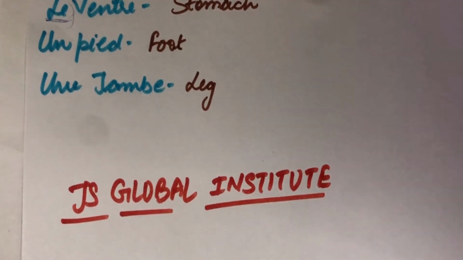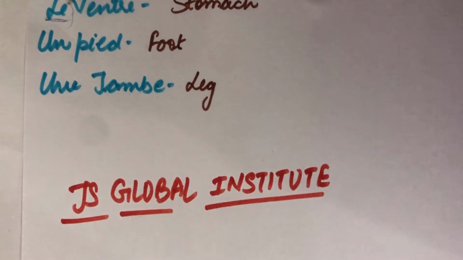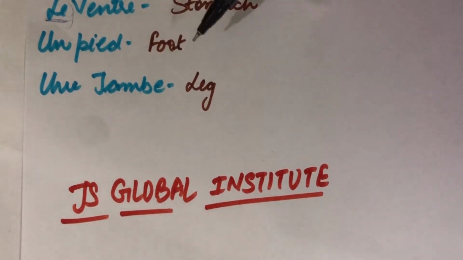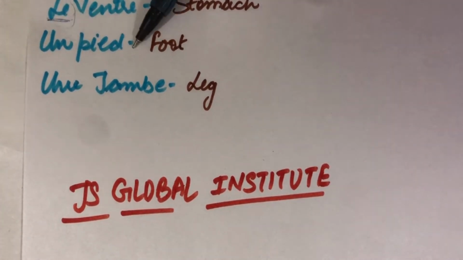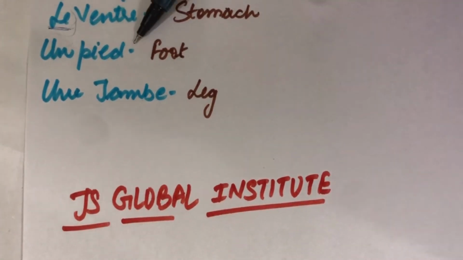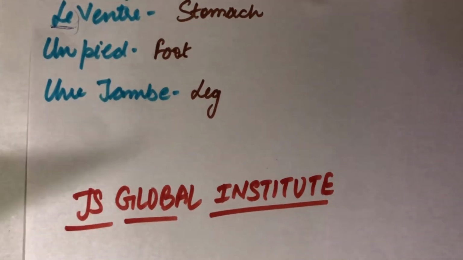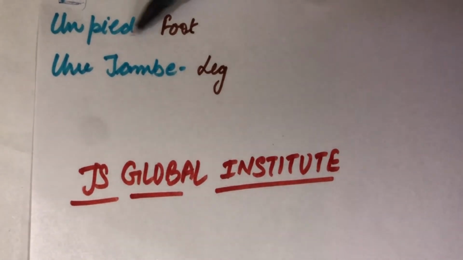Okay, next is un pied, which means our foot, but if you want to convert this into feet, that is we want to make it plural, we will use this and convert it into des, and here an extra s would be added and it would become des pieds.